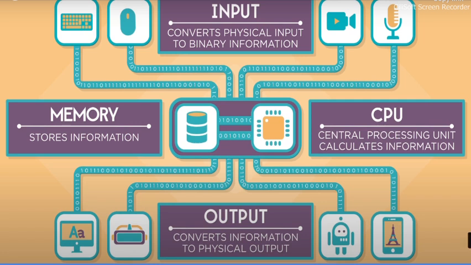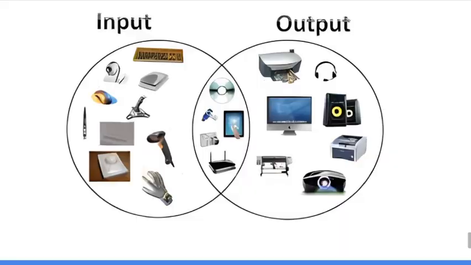Now let's see some examples for these parts that we are familiar with. Input is the part that allows us to give data or instructions to the computer. For instance, mouse, keyboard, microphone, or flash drive. Output devices are devices that allow the computer to show us data, such as monitors, printers, speakers, and so on.